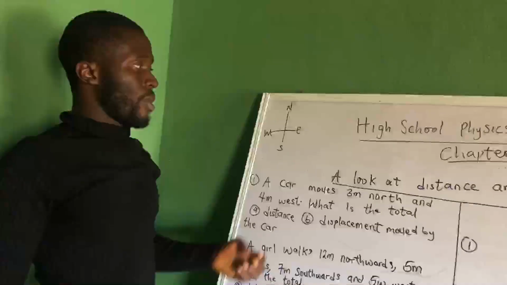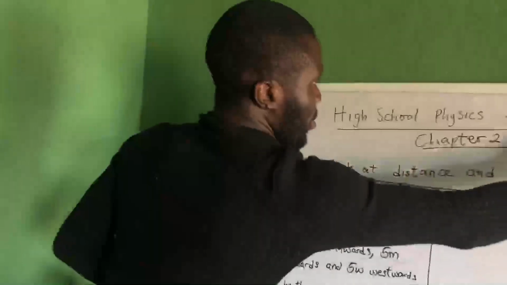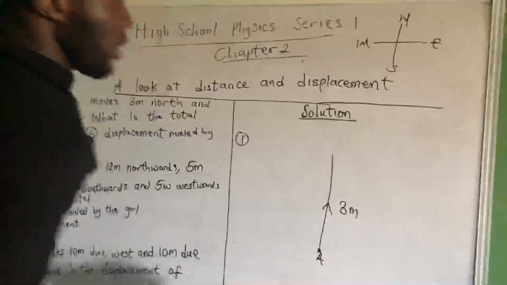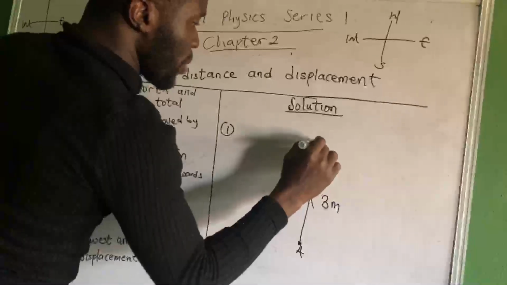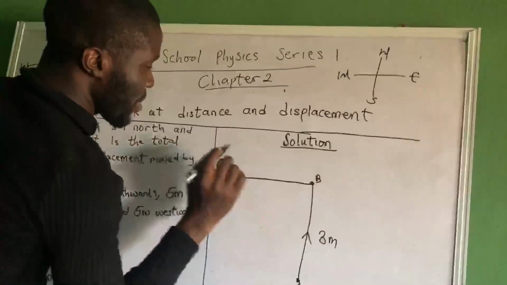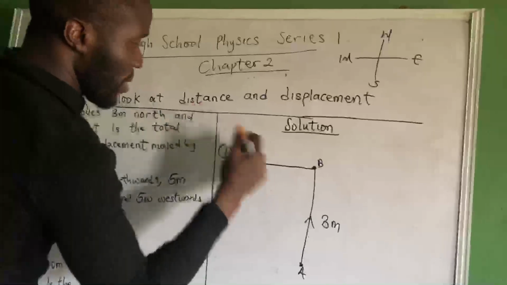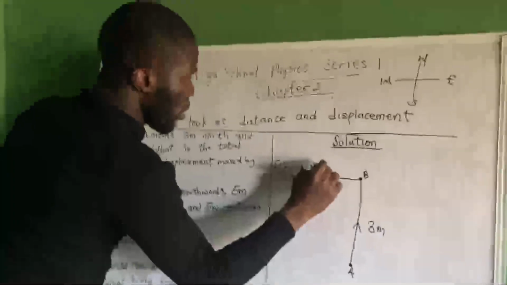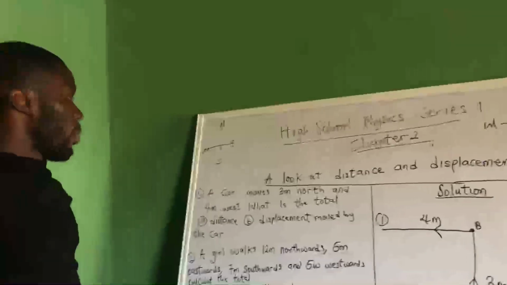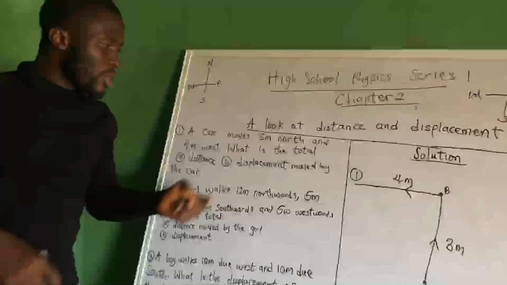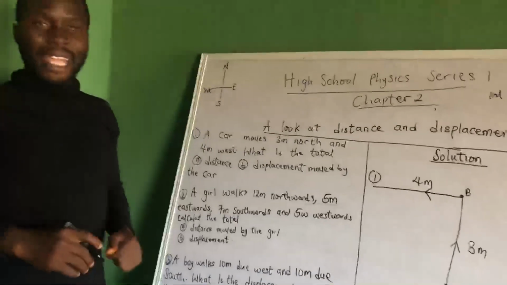And 4 meter west. West is in this direction. You can see west. So from this point, let's say this is point A, and this is point B. Now from this point, the car moves like this to the west. So an arrow must point to the west, and that is 4 meter. Now, what is the total distance? That's question A. And B, what is the total displacement moved by the car?